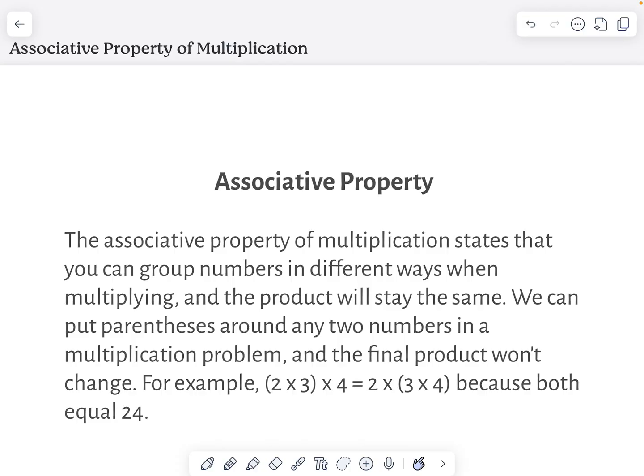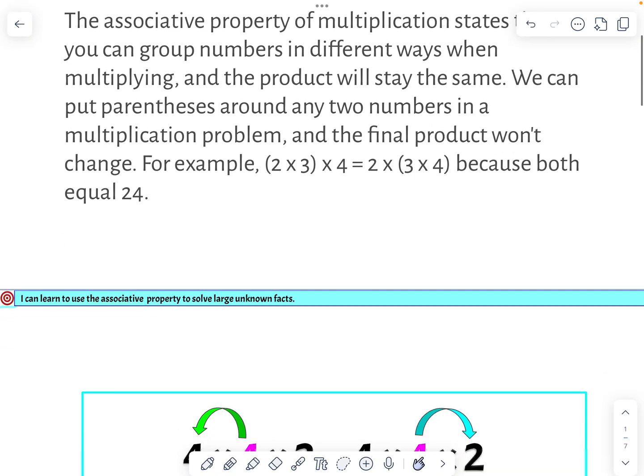The associative property of multiplication tells us that we can group numbers in different ways when multiplying at least 3 together and the product will stay the same. We'll put the parentheses around any two numbers in that multiplication problem and the final product won't change. For example, we can do (2 times 3) times 4 or 2 times (3 times 4) because both equal 24. Let's take a little bit of a closer look.